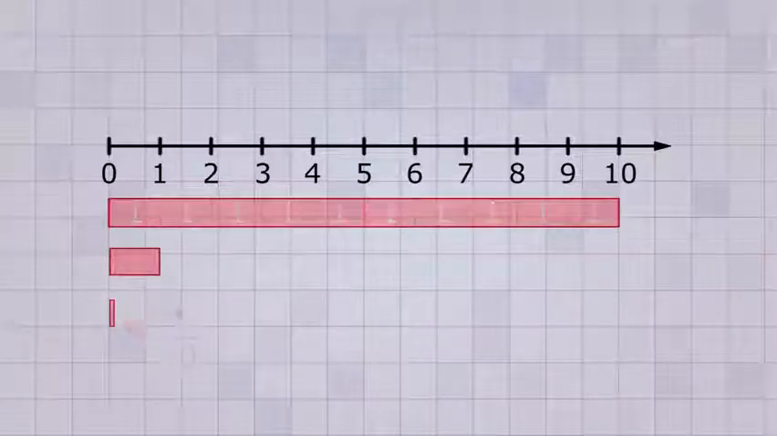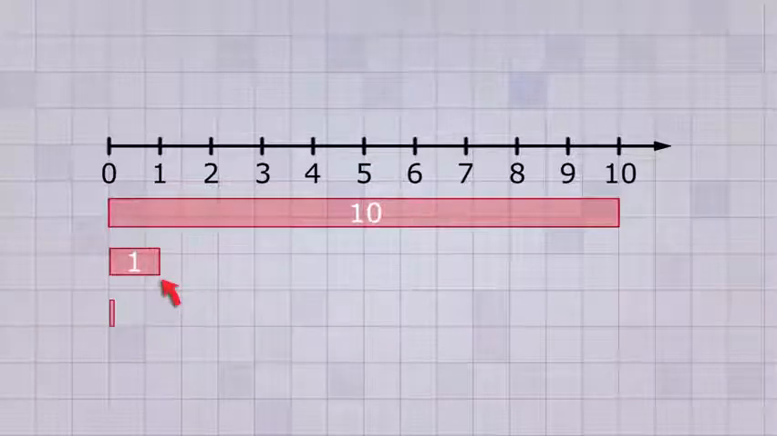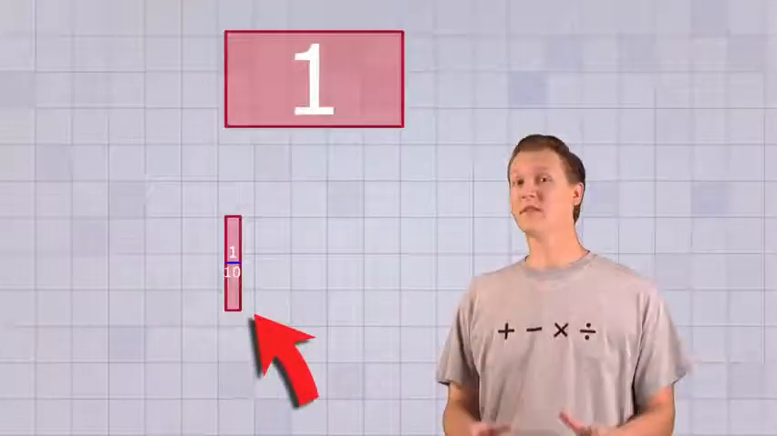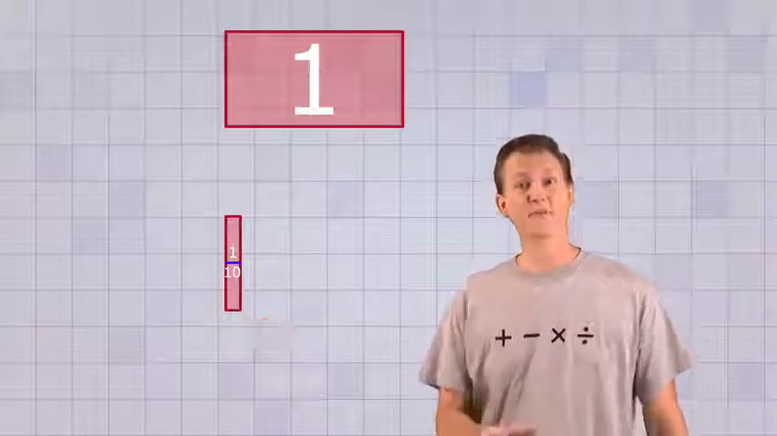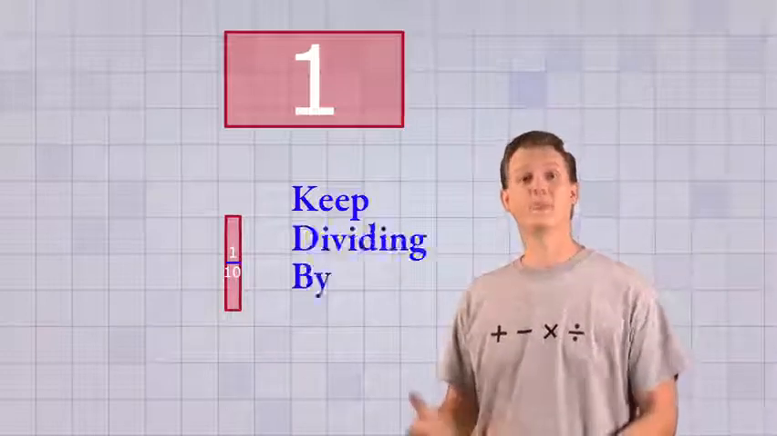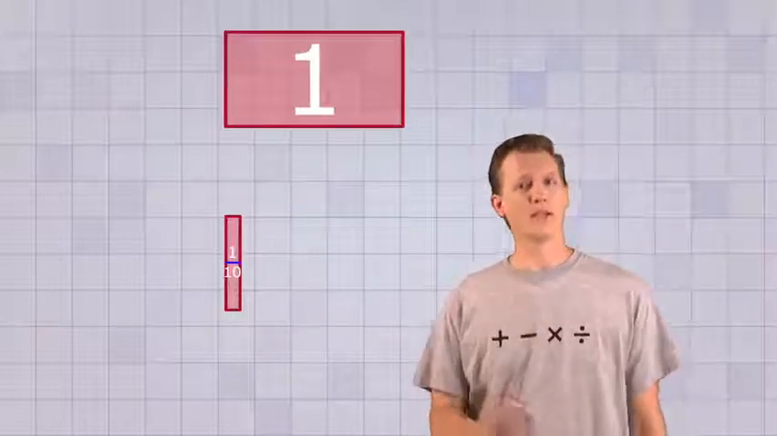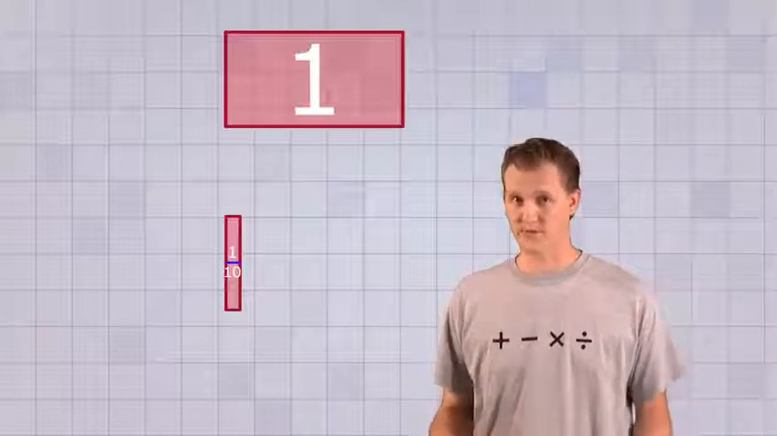Now our number line shows 3 building blocks, 10, 1, and a 10th. A 10th is a small number. But we can get even smaller building blocks if we keep dividing by 10. So let's take 1/10 and divide it into 10 equal parts.